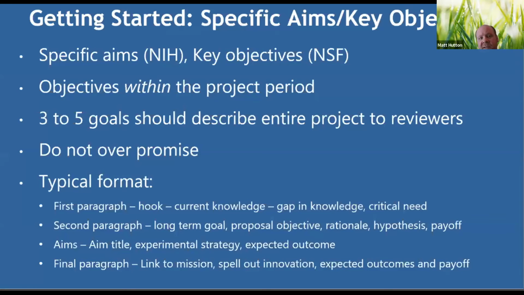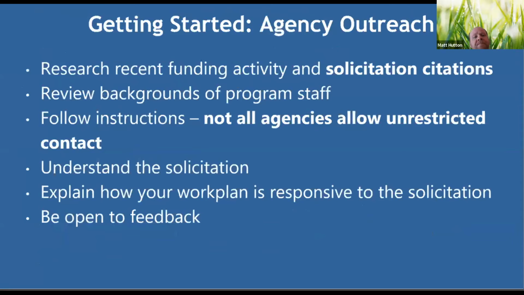Basically, the reviewers should be able to read your specific aims, what you're going to do in the project, and understand where you're going with the whole thing. So really spend some time conceiving of what you would actually do in this project. I've got some information here on how to write specific aims, but I would probably hold off on that. You don't need to write the entire thing. Just conceive of them at this point, before you actually do the agency outreach, and have them in your back pocket as you approach the technical staff at the agency. So, agency outreach.